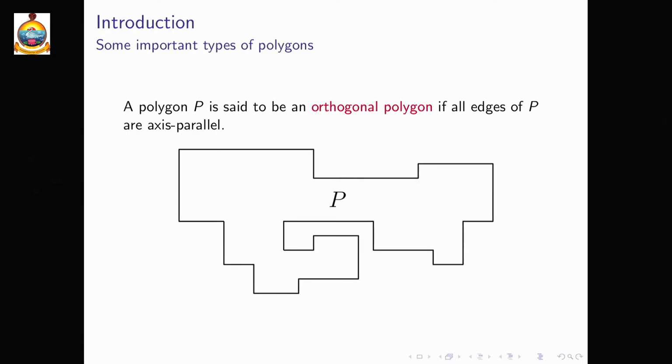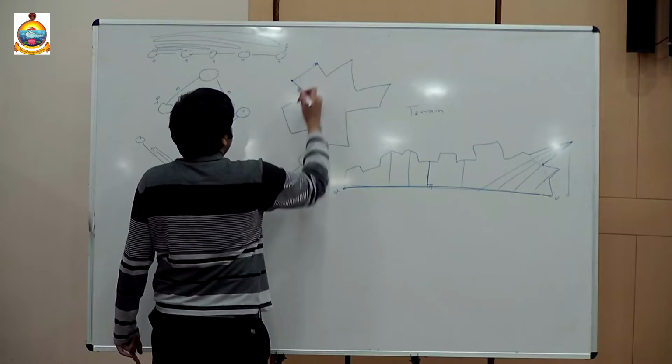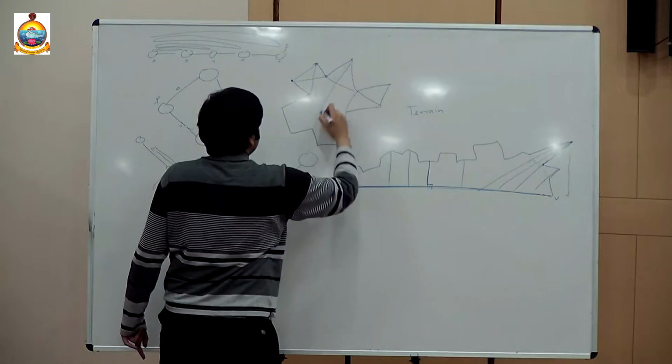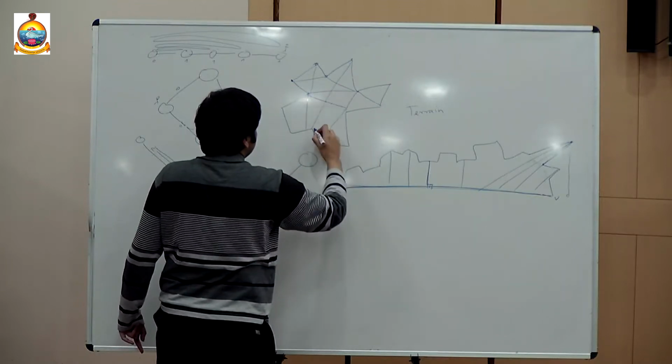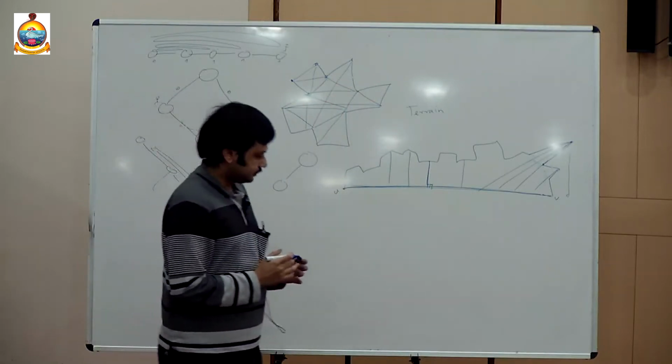Okay, and a polygon is orthogonal if all edges of the polygon are axis parallel. So, given any polygon, that means the coordinates of the vertices are given and the boundary order of the vertices is given. So, this cycle, we can compute its visibility graph in polynomial time. Yes, everything like this we can do.